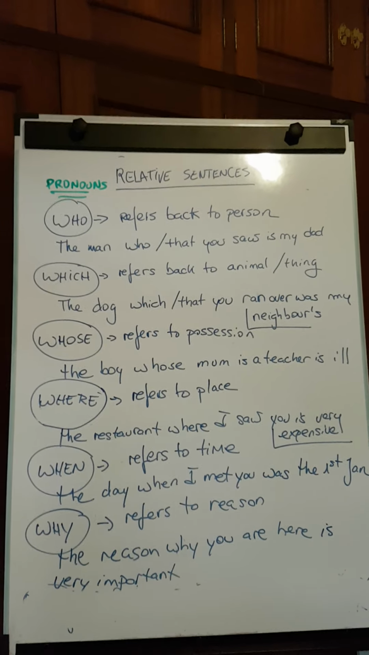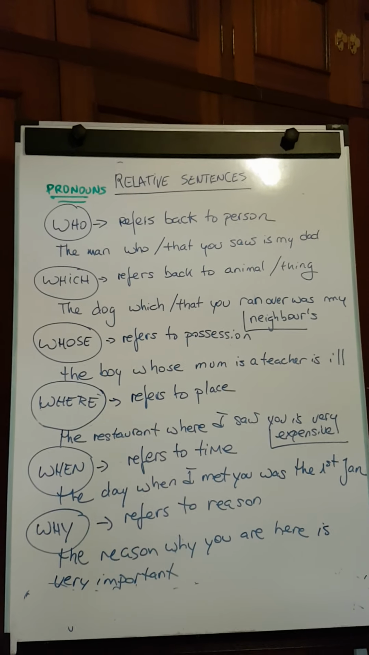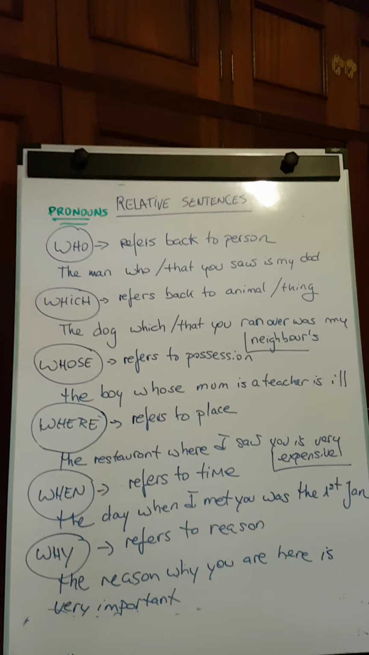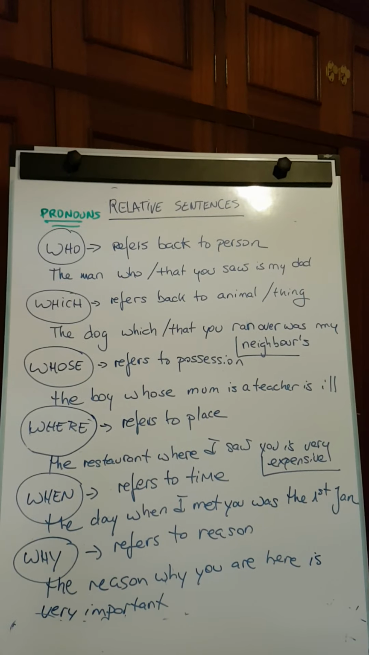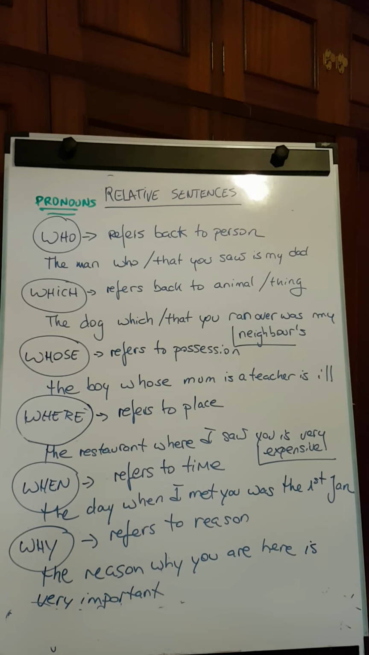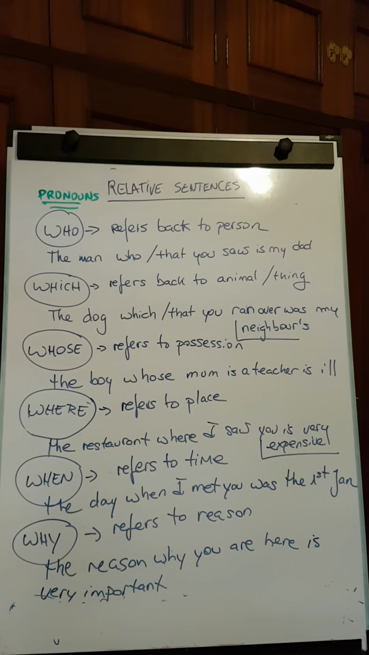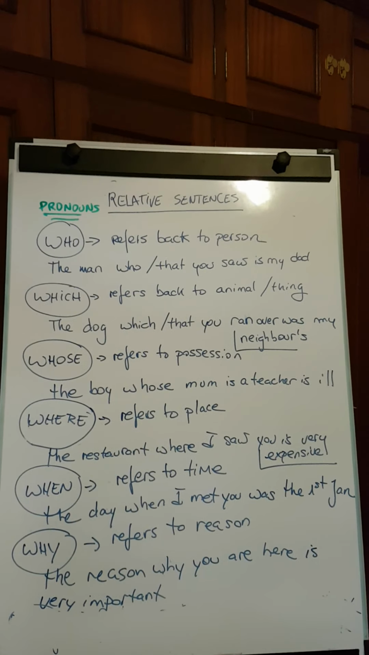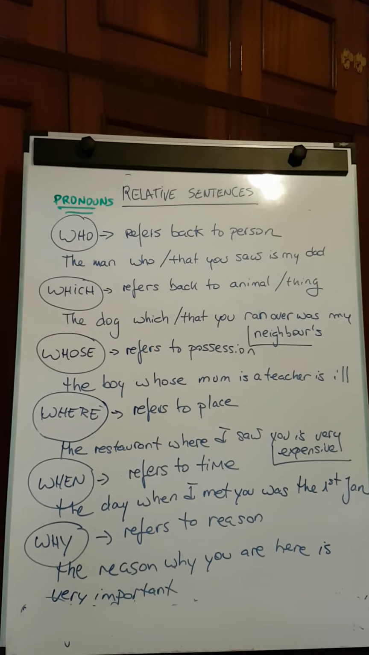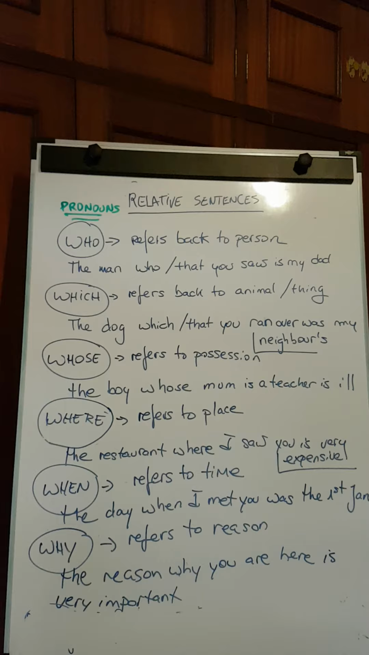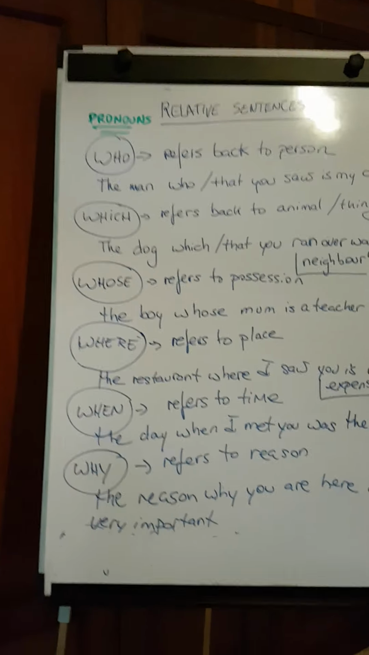These sentences are introduced by pronouns. The most typical pronouns you have here on the whiteboard are who, which, whose, where, when, and why. If, for example, you use who to join two sentences, who always refers back to a person. The man who or that you saw is my dad. You can use who or that. Later I will explain why you can use that. It is not always possible to use that, but I will explain it later when we distinguish between defining and non-defining sentences.